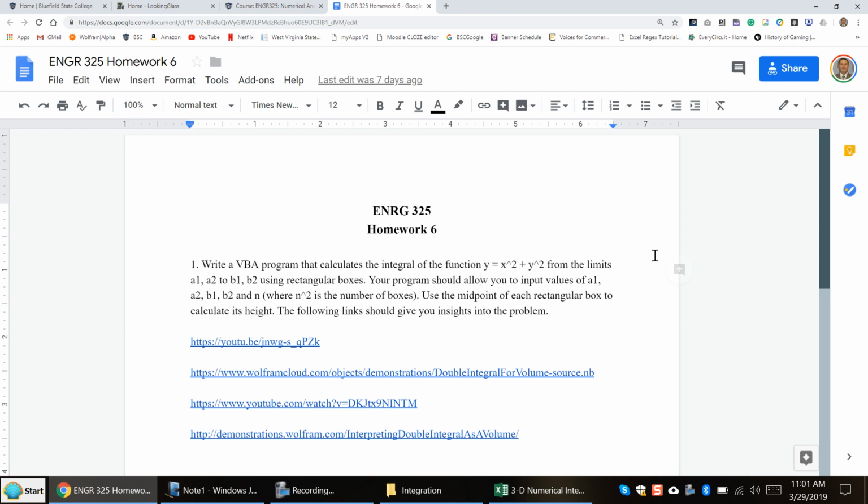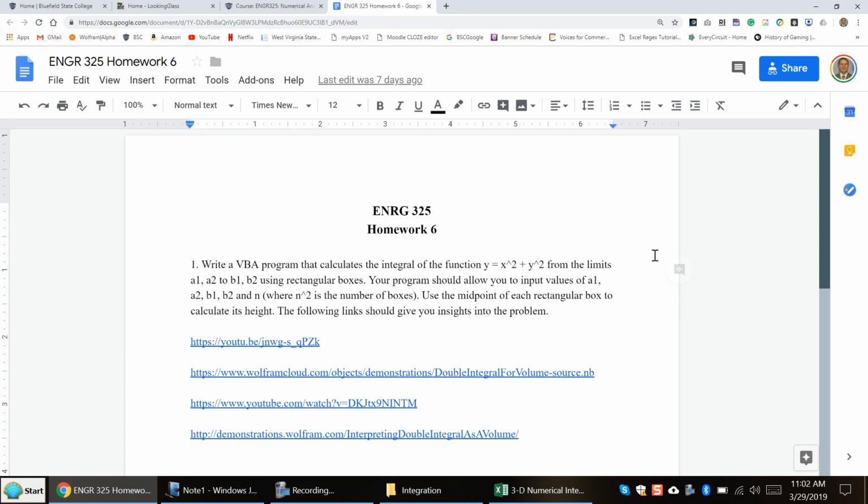Basically, what I wanted you to do is just an extension of calculating the area under a curve. I just want you to calculate the volume under a surface. So the surface that I gave you is just y equals x squared plus y squared. So it's basically just a revolved parabola. So just take a parabola revolving around the z-axis, and that's what the function is. From the limits a1, a2, b1, b2, and basically we have square or rectangular limits.